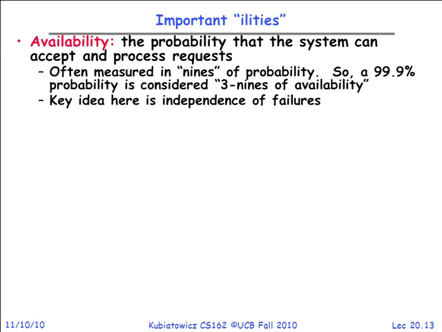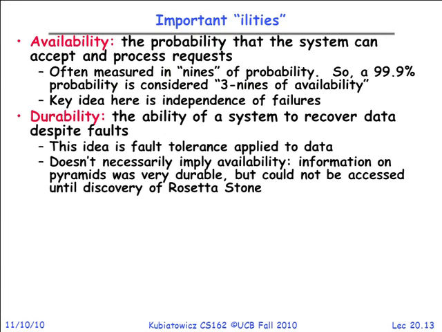Now, a different idea is durability. Durability is the ability of a system to recover even when there are faults, and usually it's applied specifically to data, and it doesn't necessarily mean availability. A great example is the pyramids. The messages written on the pyramids, meet me at 5 o'clock for dinner, were very durable for 2,000 years. That message was not getting lost.